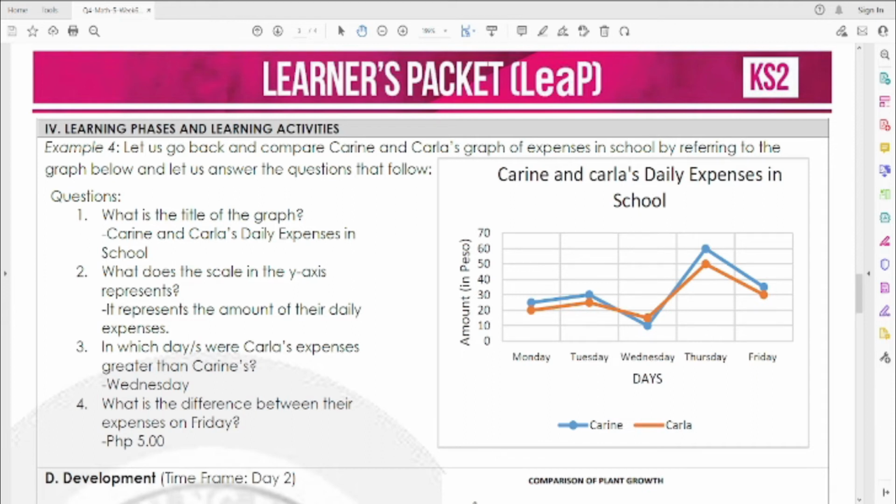What does the scale in the y-axis represent? It represents the amount of daily expenses. In which day were Carla's expenses greater than Karin's? Wednesday. The orange line is over the blue line, which is for Karin's. What is the difference between their expenses on Friday? The answer is 5 pesos, 30 to 35.